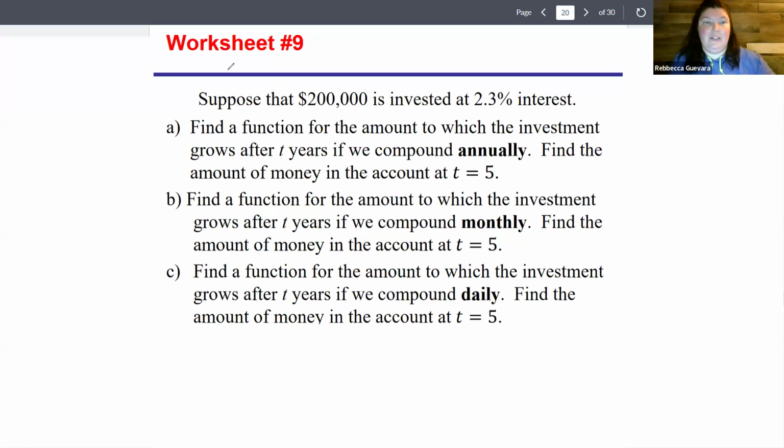So what we have here is a principal of 200,000. My interest rate, my R, is going to be 0.023 because that is the interest rate as a decimal. Because we're doing annually at first, this means that N is going to be 1.